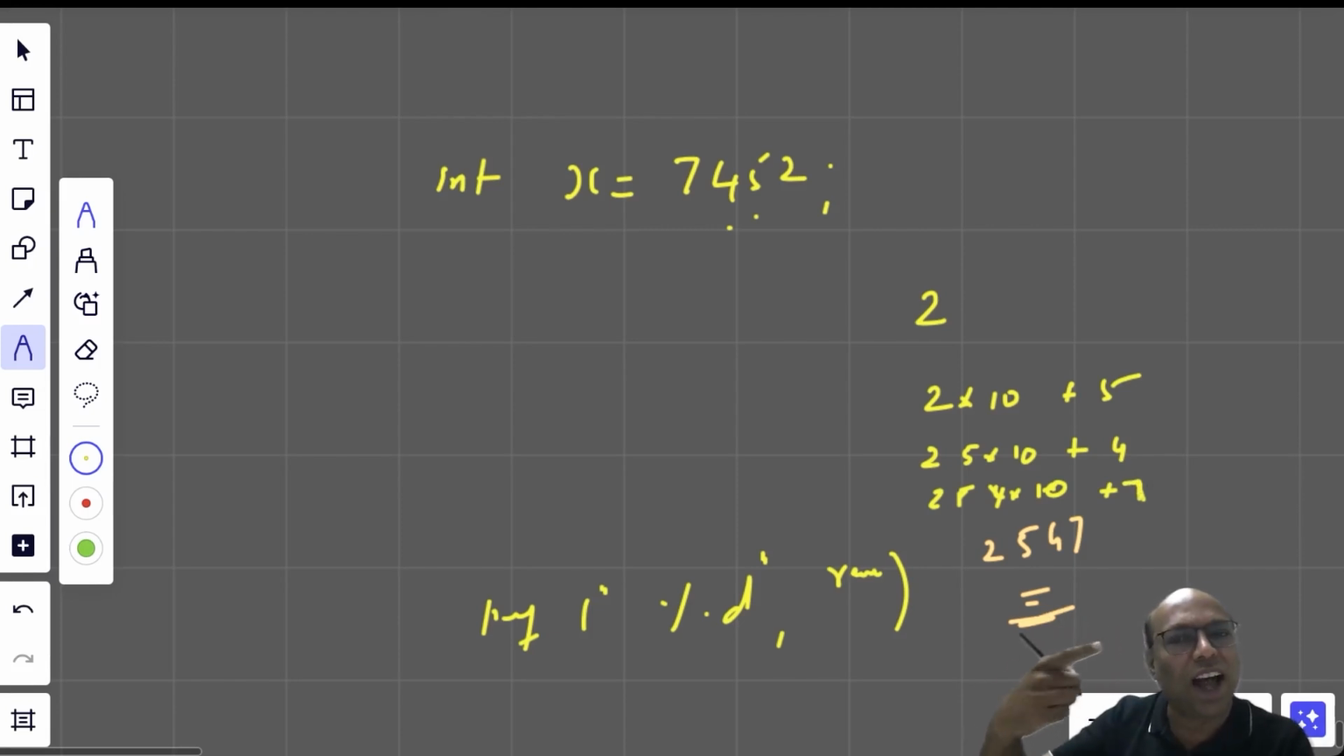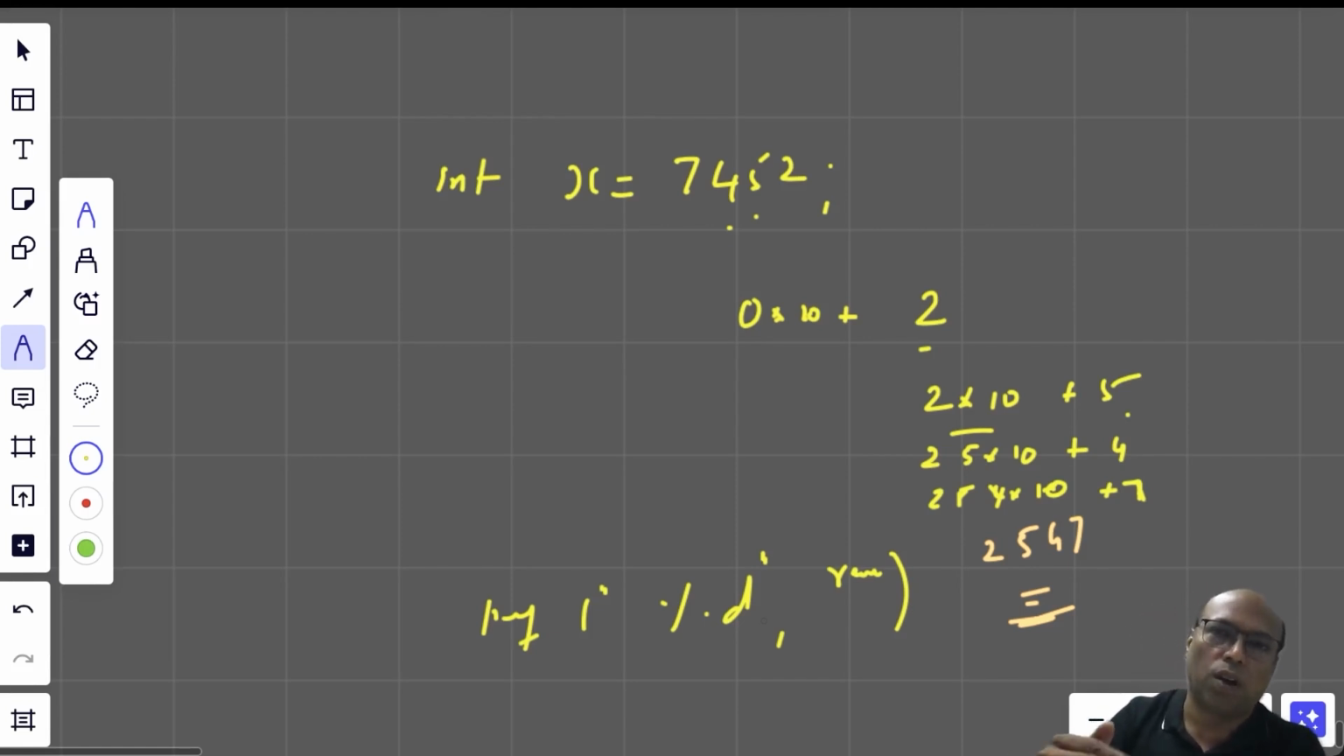Whatever I have in my head, multiply by 10 and add the next digit. That means the first time, what was in my head? 0, because it's successive addition, right? 0 into 10 plus the digit. Now I've given a brief of the logic. Write a code. Try to write a code here. If you are not able to, pause the video, make an effort, then come back.